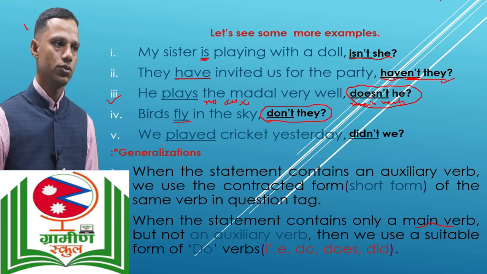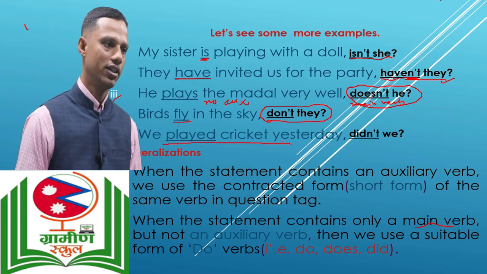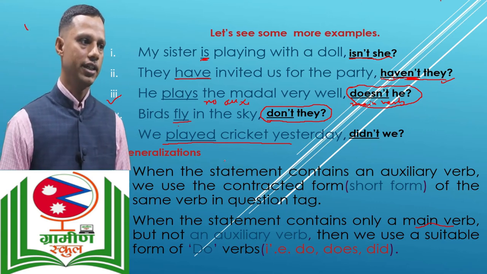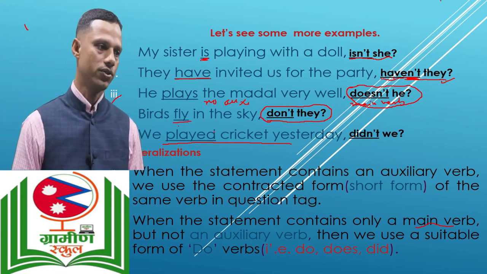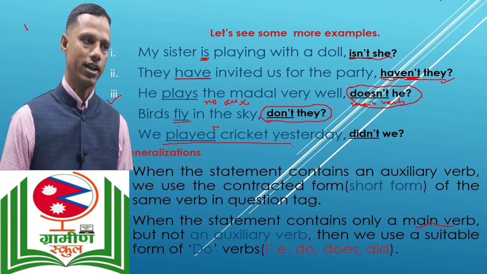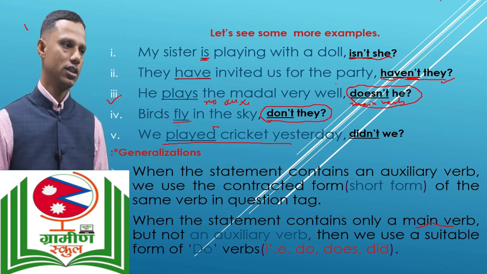We played cricket yesterday. Now how can we make the question tag of this? Notice the verb, it is in past tense, right? Verb 2 form. So we use didn't in the question tag. For the past tense we use didn't.